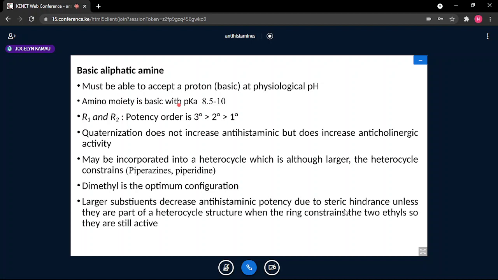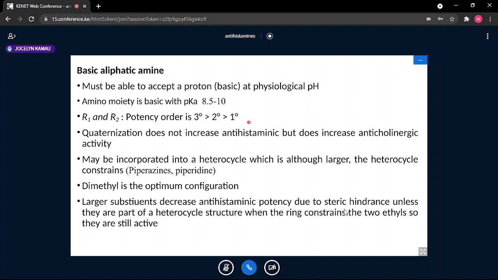The basic aliphatic amine: we're looking at those groups, what we expect of the different groups which we have said are most important. It must be able to accept a proton. That means it must be basic at physiological pH. I'd already mentioned that. So it must have a high pKa, R1 and R2. The potency order is tertiary higher than secondary, higher than primary. But whether it's a tertiary amine by itself or by being part of a heterocyclic ring does not matter.